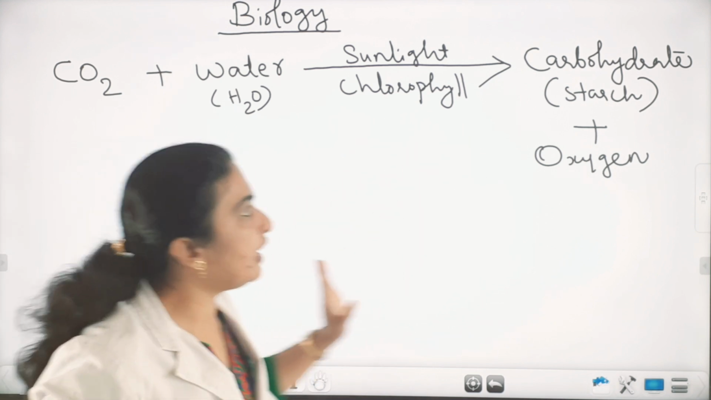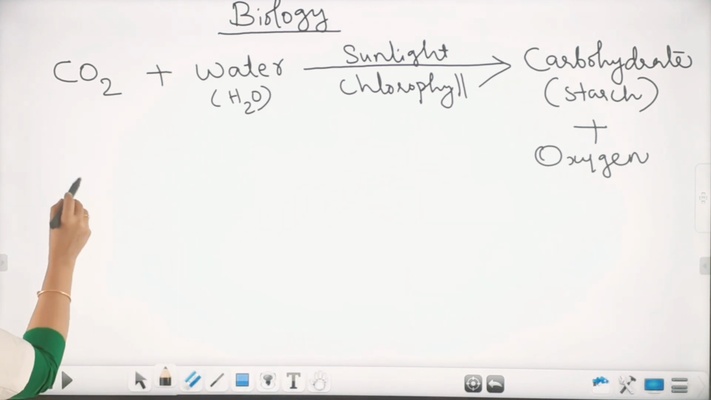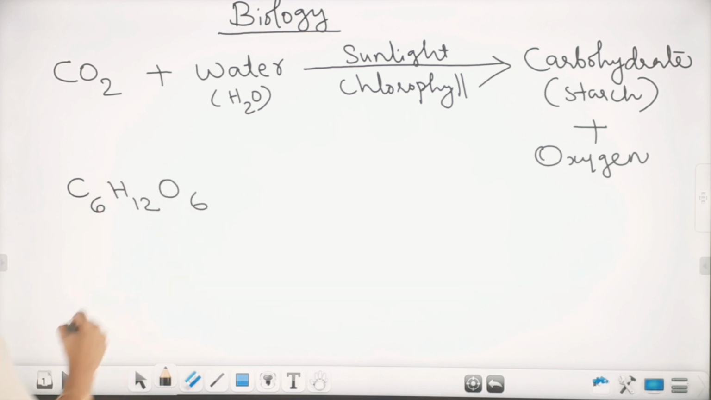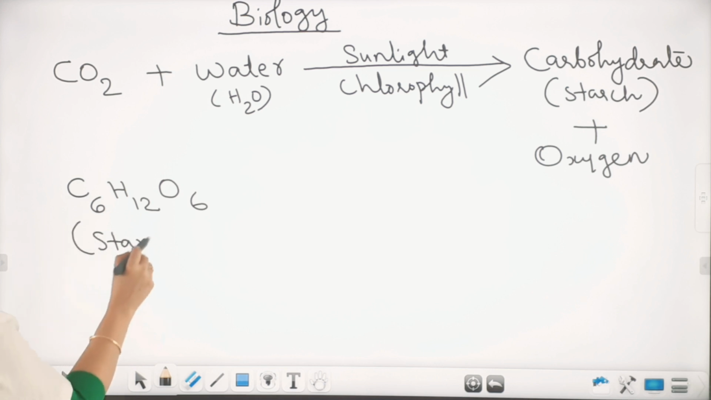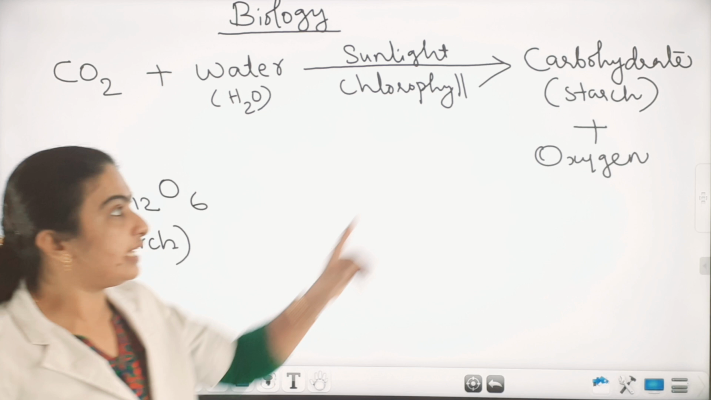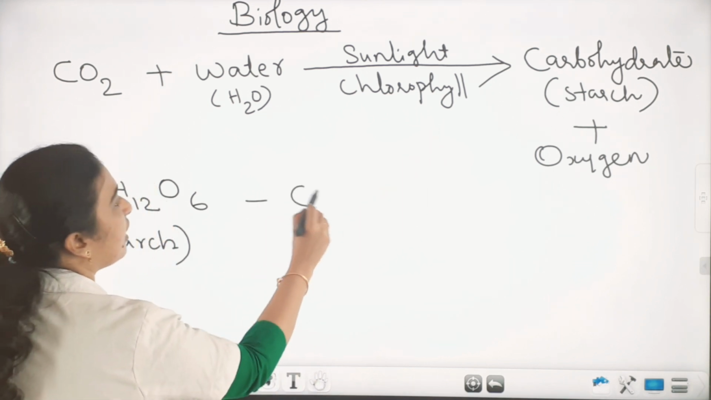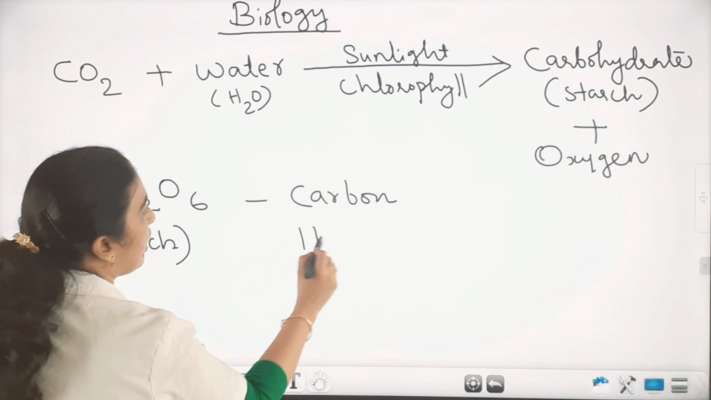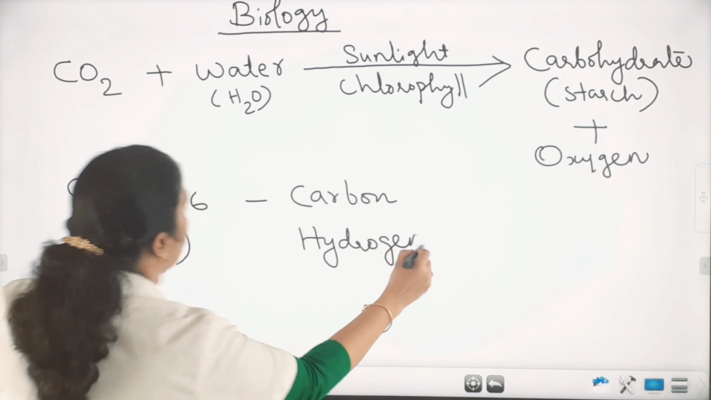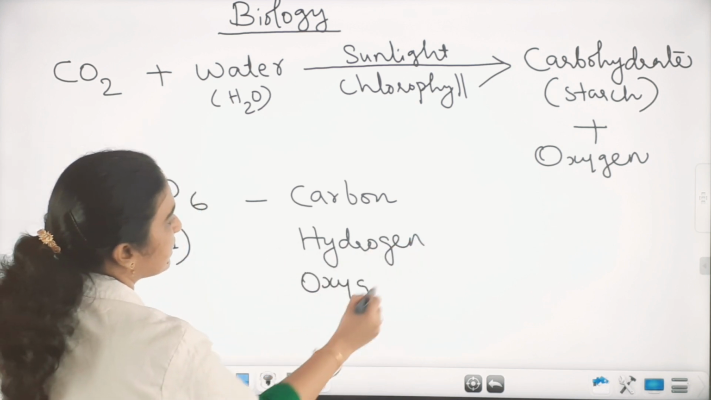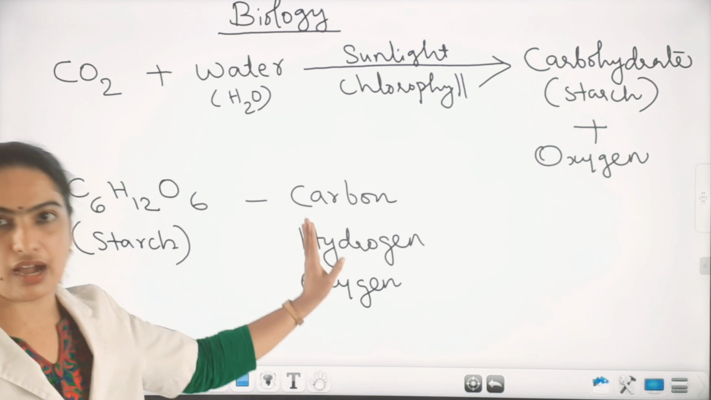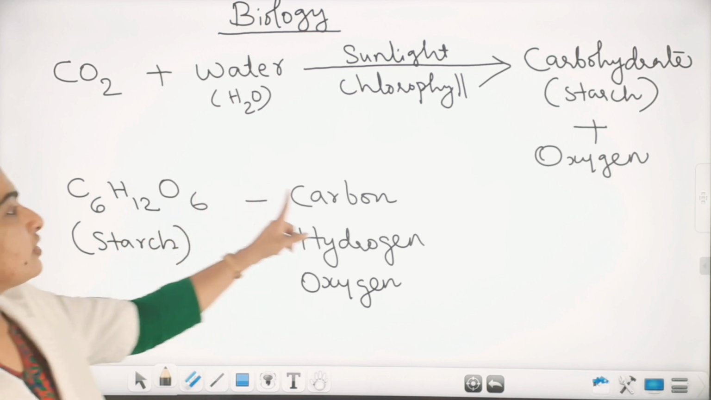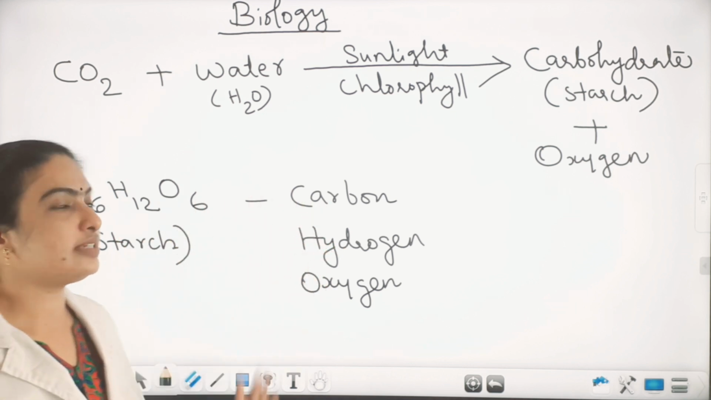Okay, so this carbohydrate or starch, we can write the chemical formula C6H12O6. This is the carbohydrate or starch which is stored in the plant body. That means the carbohydrates consist of carbon. So C stands for carbon, H stands for hydrogen, and O for oxygen. So these are the components of carbohydrates or starch. Is it clear? C6H12O6 is the carbohydrate or starch which consists of carbon, hydrogen and oxygen.